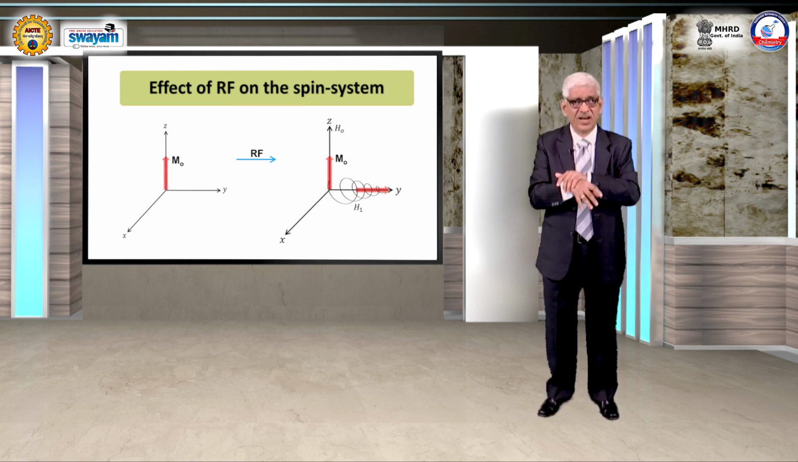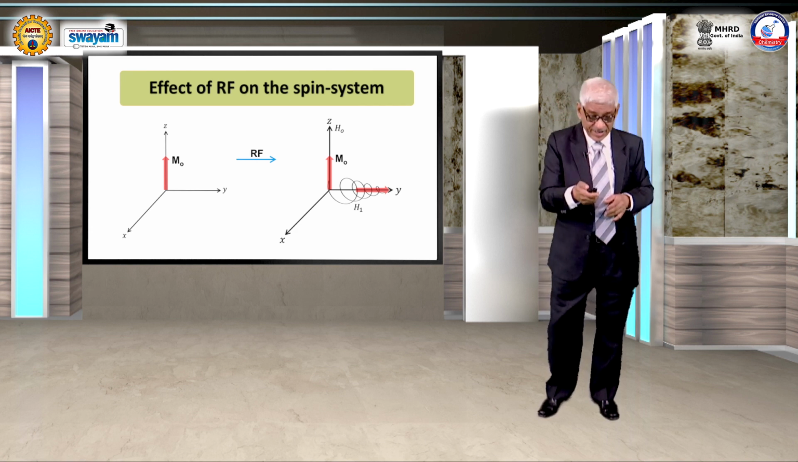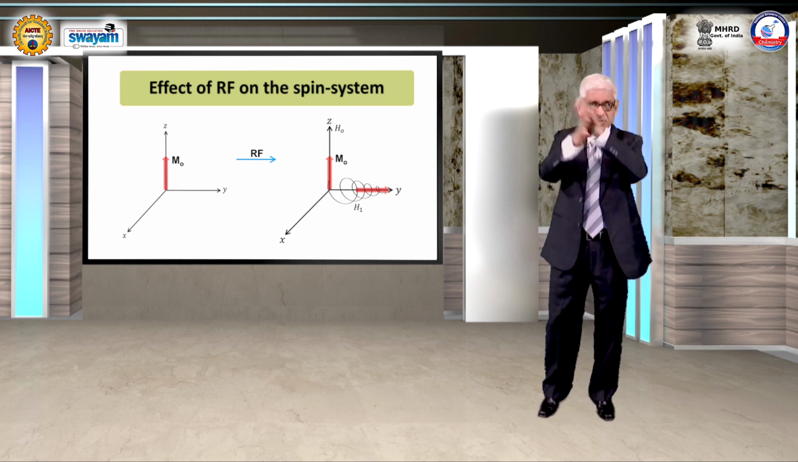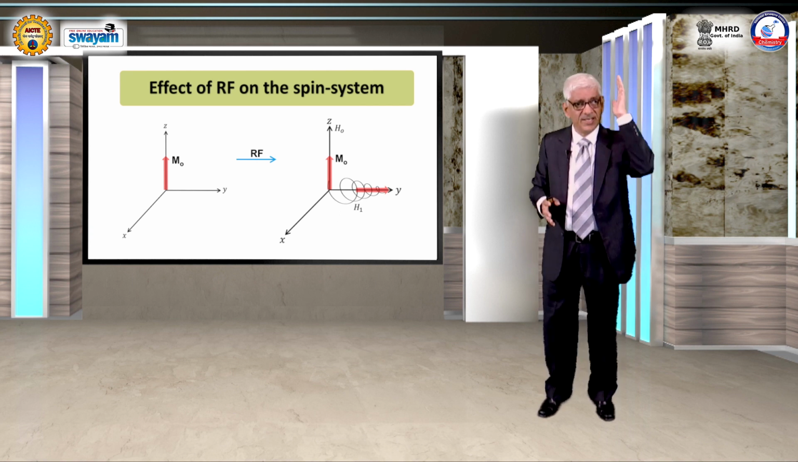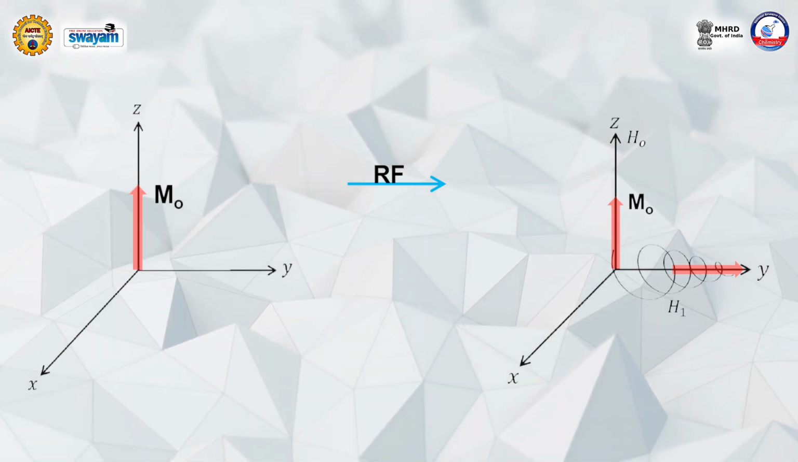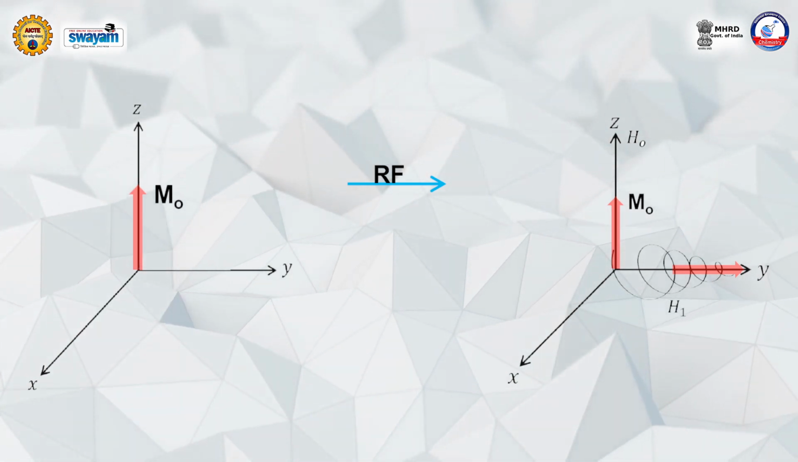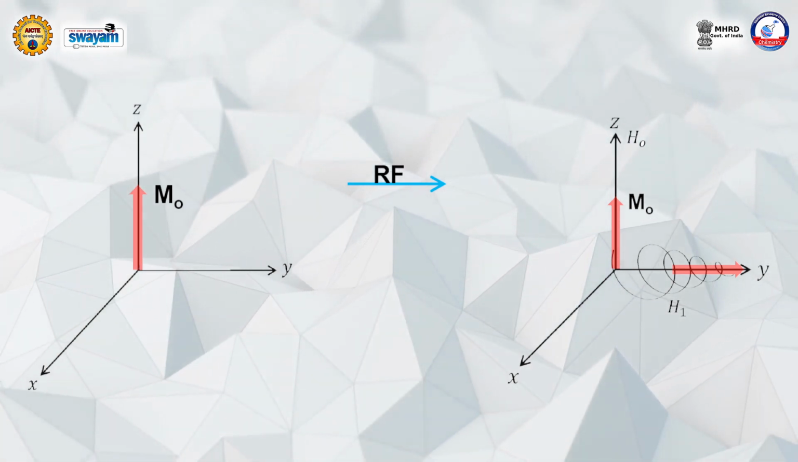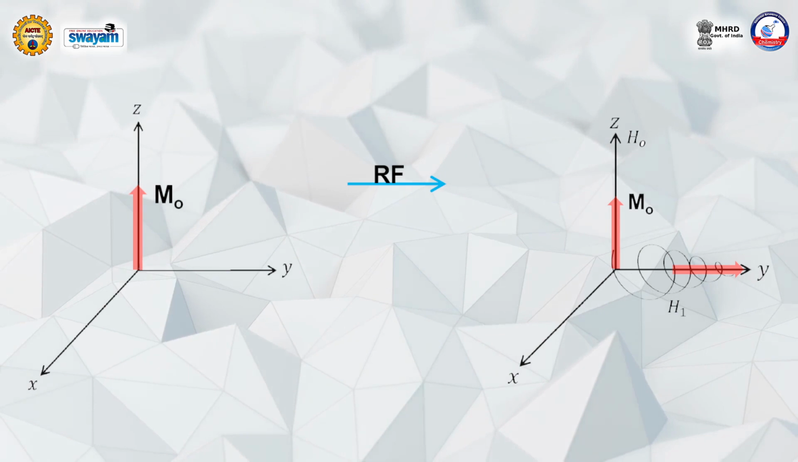Another effect of the RF is that this magnetization, which is the equilibrium magnetization of all the spins together, along the z axis and represented by M naught in the absence of any other perturbation, will now get tilted into the transverse plane. What was along the z axis will now become along the transverse plane.